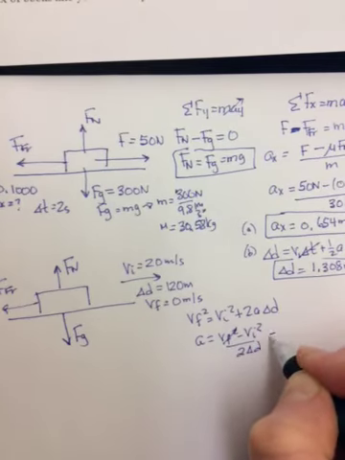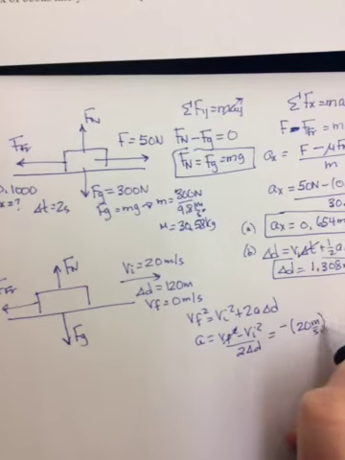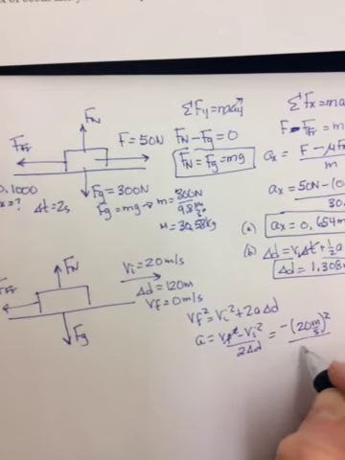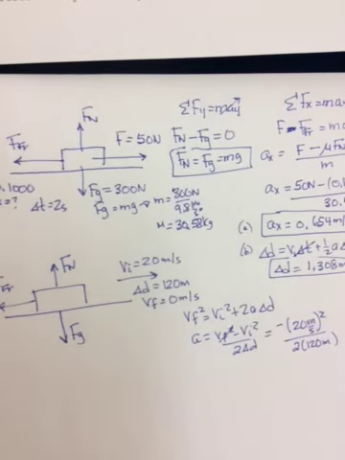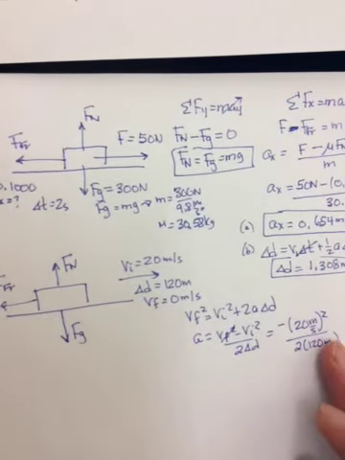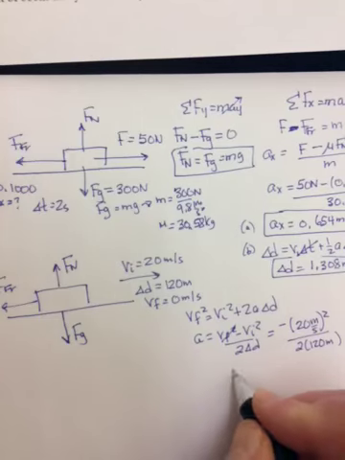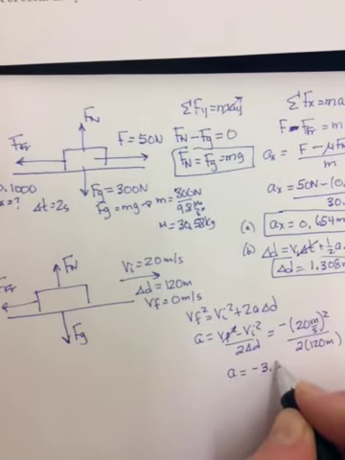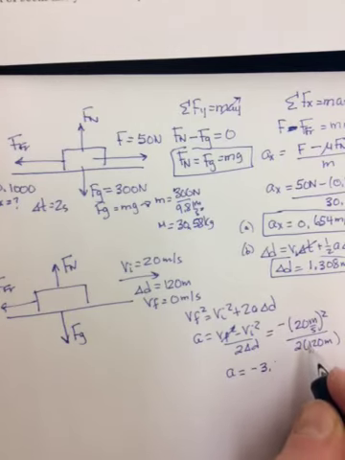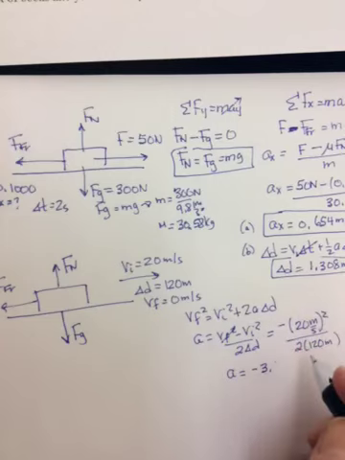The VF is 0, so it'll be negative brackets 20 meters per second, don't forget to square it, over 2 times 120 meters. So on the top 40, on the bottom 240. So 40 over 240 is 1 over 6. And 1 over 6 is what? 0.3 repeating, and it'll be negative. So negative 3.4, oh, it's 400 after me saying don't. 400 over 240. 40 over 24.